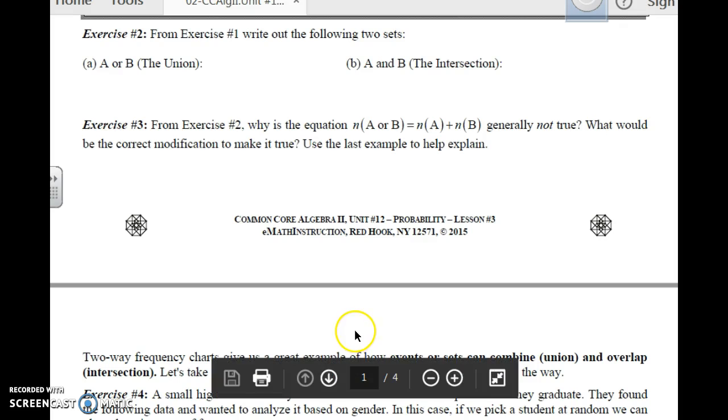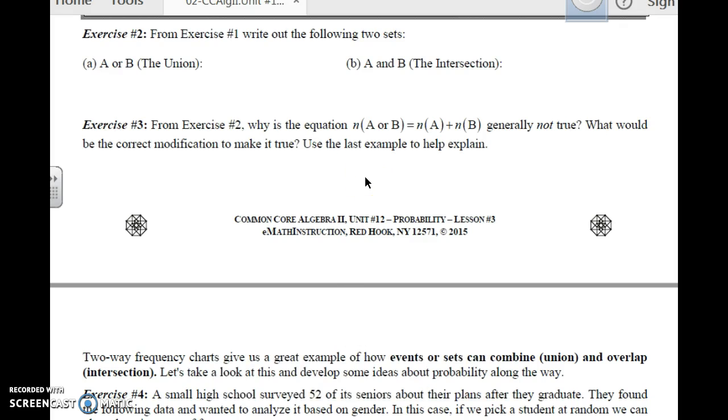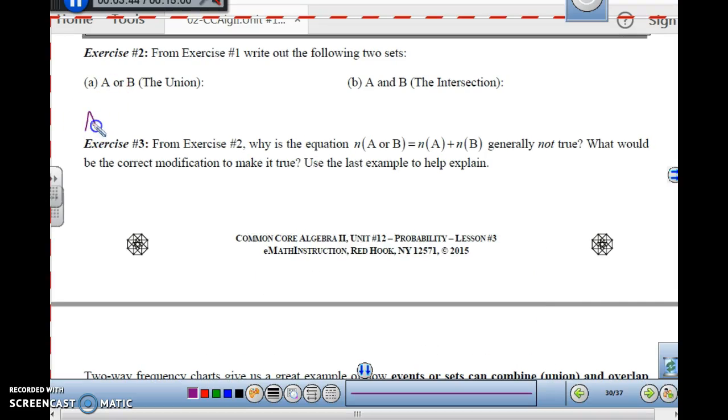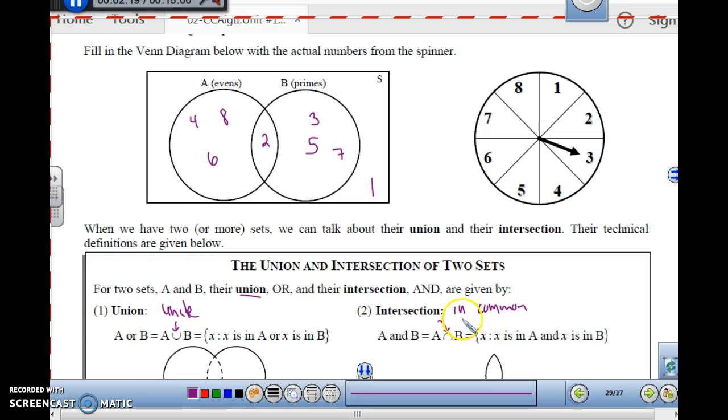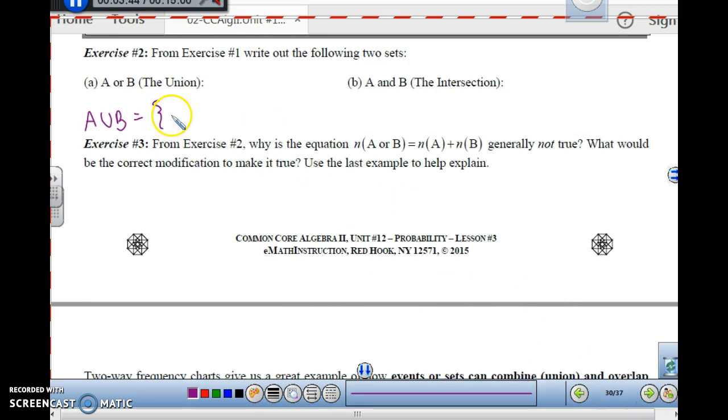All right, so from exercise 1, write out the following 2 sets. A or B, which is the union. So we would write A union B is equal to, well, we want to look at the sets. What's in A is 2, 4, 6, 8, and what's in B is 2, 3, 5, 7. So it is all of the numbers except for 1. Now notice 2 is in both of them, so we only write it once. So A union B is going to be 2, 3, 4, 5, 6, 7, and 8. Anything that's either in A, B, or both.